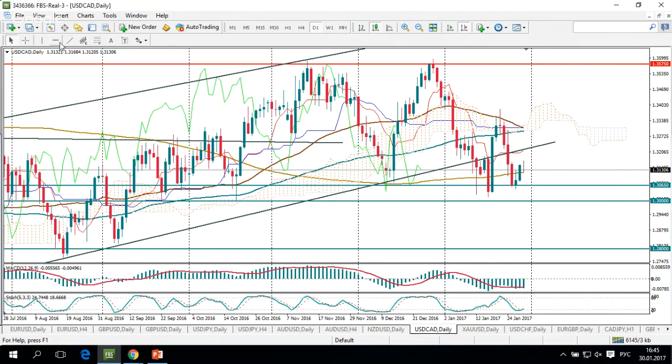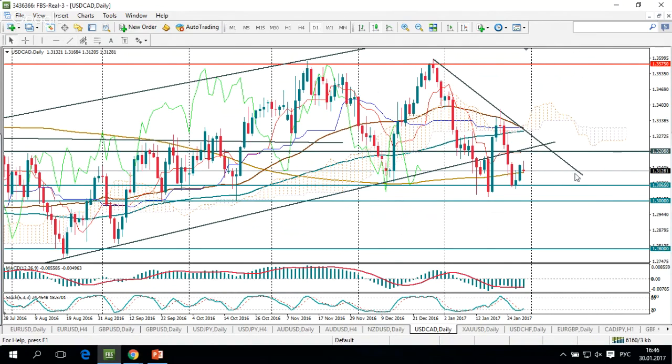Note that there is resistance located at around 1.32, but as we have noticed, the pair has an ability to just go through this line. So probably the more important resistance will take place in the area closer to 1.33.